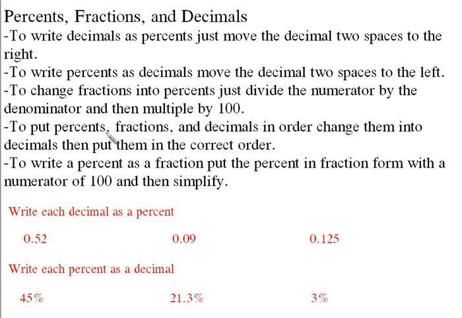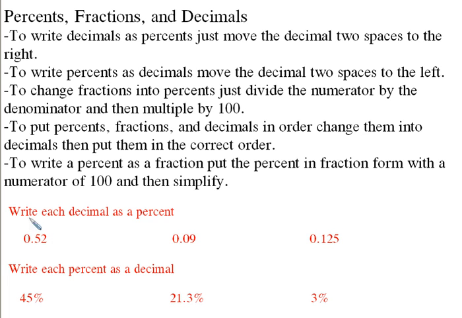To put percents, fractions, and decimals in order, change them into decimals, then put them in the correct order. To write a percent as a fraction, put the percent in fraction form with a numerator of 100 and then simplify. Like I said, a lot of words, but this is really quick once we get through it. So once you get through all those words there.